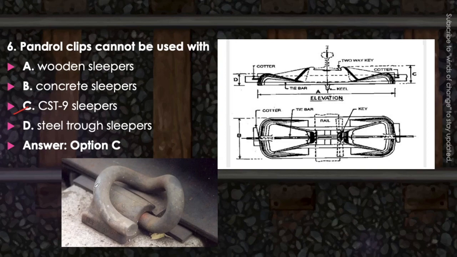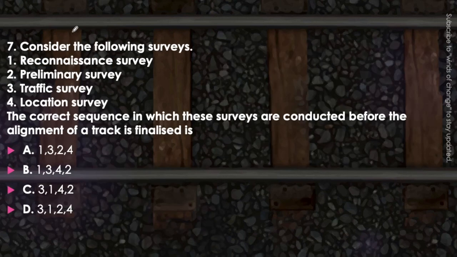Okay, next question. Consider the following surveys: reconnaissance survey, preliminary survey, traffic survey, location survey. The correct sequence in which these surveys are conducted before the alignment of the track is finalized is 1324, 1342, 3142 or 3124. Okay, so first of all we should know the sequence of it, then only we can go for the options. What will be the answer? Just think about it. You can pause this video also.